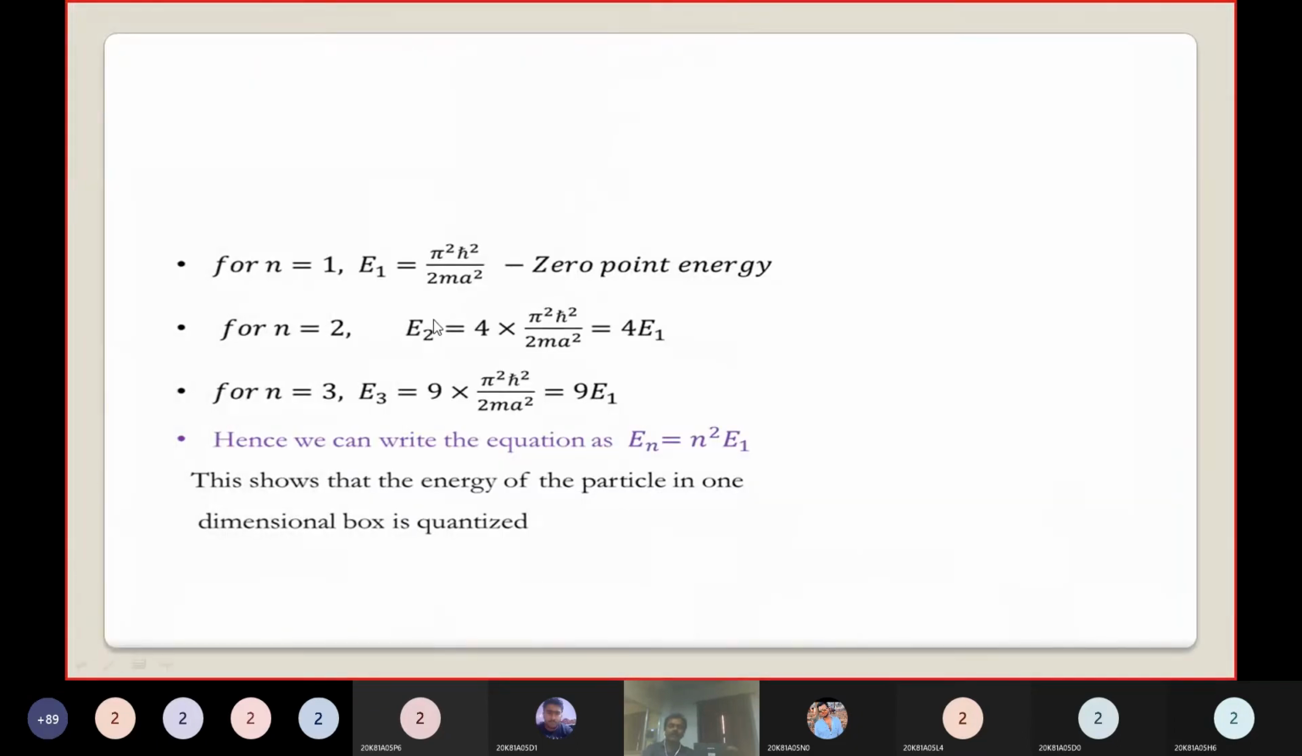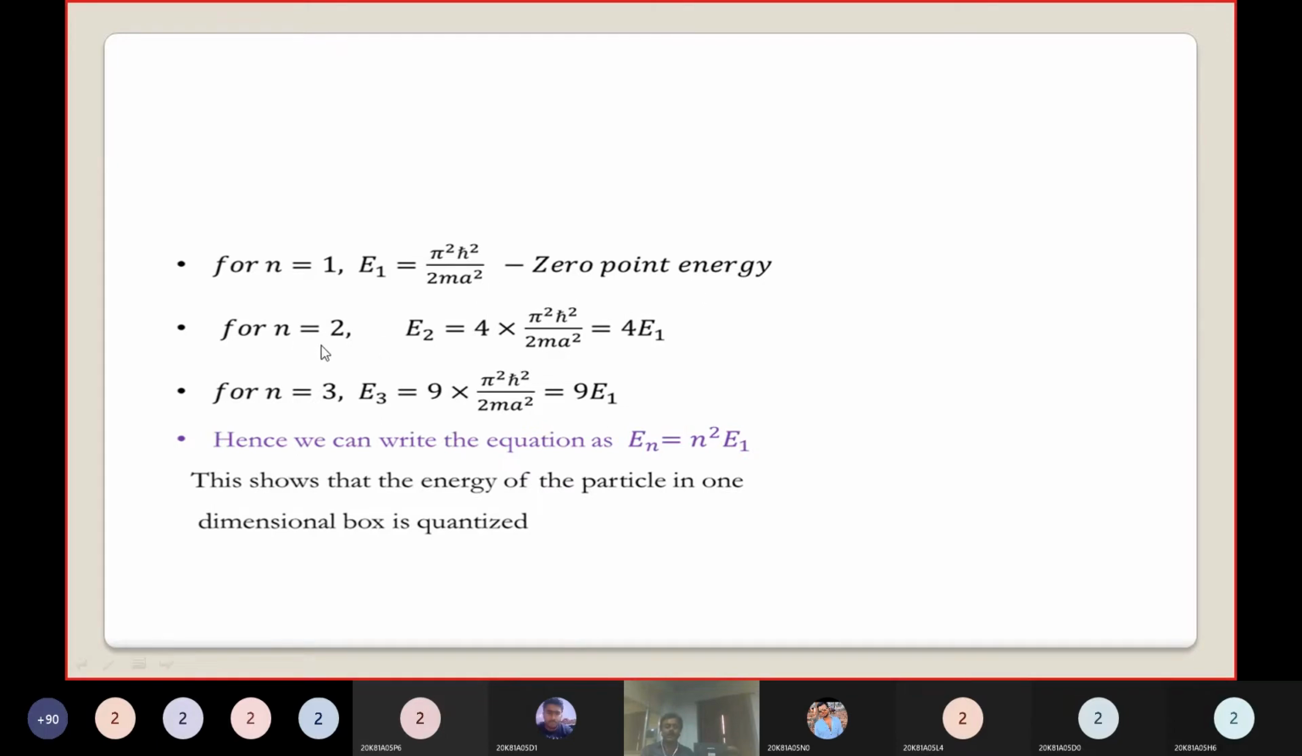So for n equal to 1, E1 is equal to pi square h cross square by 2m a square. For n equal to 0, the energy value E is equal to 0, so that we will call the ground state. For n equal to 1, E1 is equal to pi square h square by 2m a square. So this is the first excited state at zero point energy.